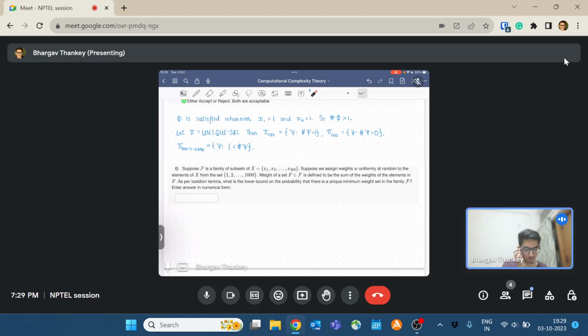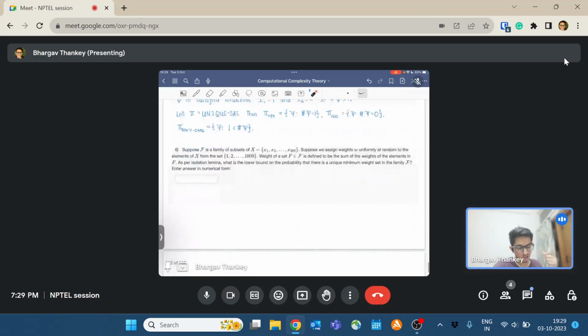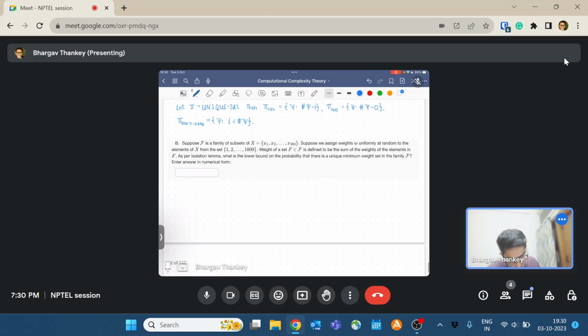So the next problem is: suppose F is a family of subsets of X equals x1 up to x200, and suppose we assign weights W uniformly at random to the elements of X from the set 1 up to 1000. The weight of a set F subset of the family is defined to be the sum of weights of elements in F. According to the isolation lemma, what is the lower bound on the probability that there is a unique minimum weight set in the family F? Okay, so I won't ask you what the answer is because this needs to be worked out. So first, let's recall the isolation lemma.